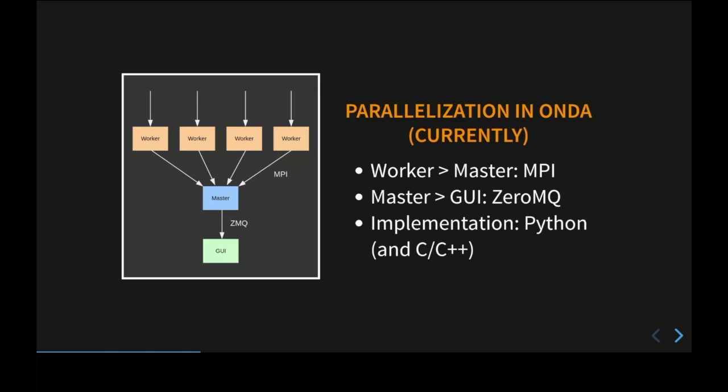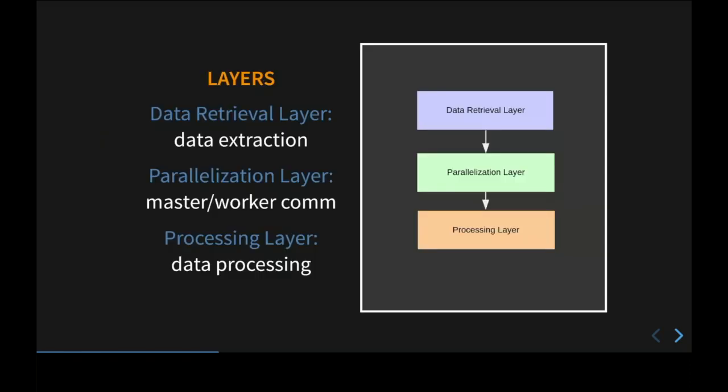But all of this is abstracted away, so this might change in the future. Now, ONDA is structured in layers. There are three main layers. The parallelization layer extracts the parallelization part, so in this case MPI is the least interesting, let's say. The two interesting ones are the data retrieval layer and the processing layer.